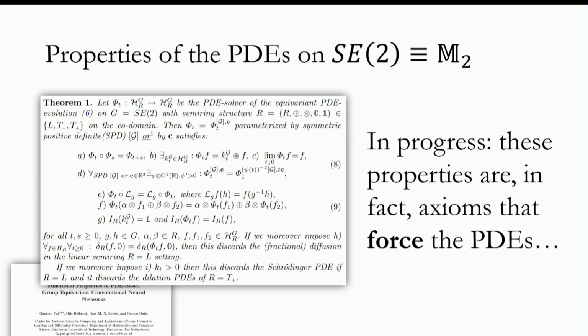But more importantly, these properties can be interpreted as axioms. So that means that if you give me a semiring, and I want my solution operator to satisfy these rules, then there's only one PDE left. So for every semiring, there's just one PDE.